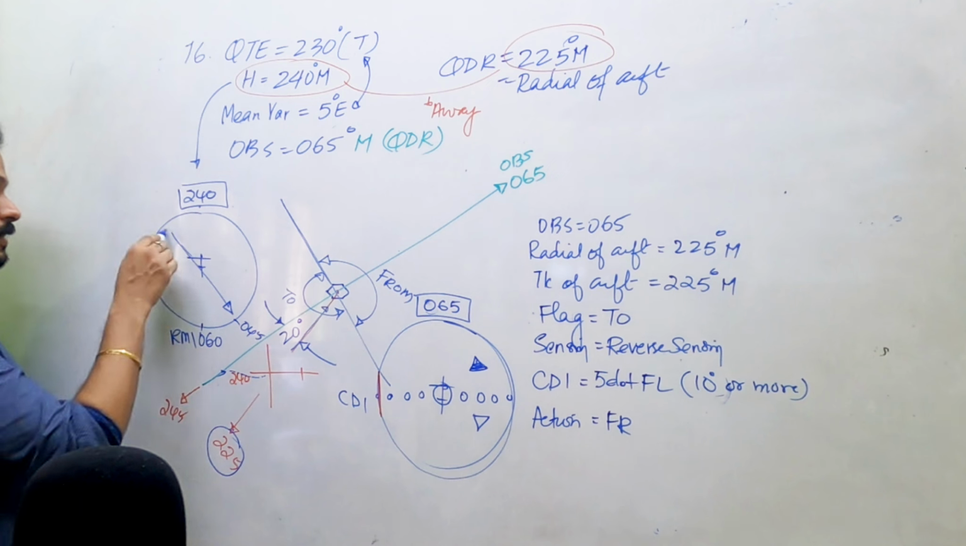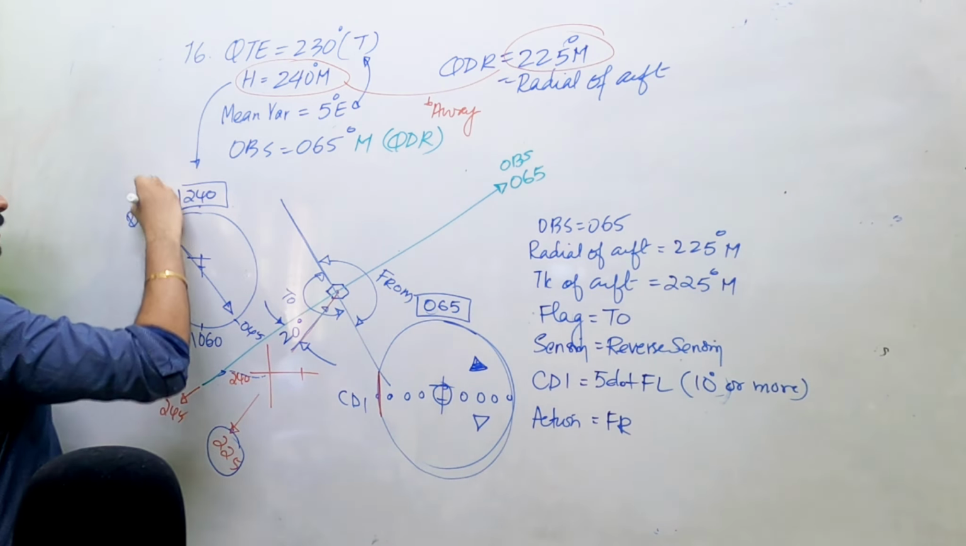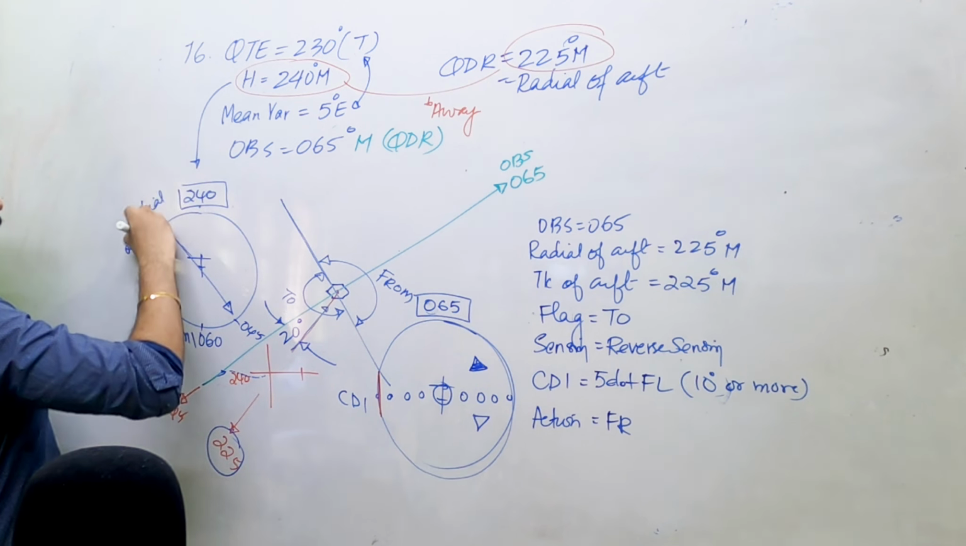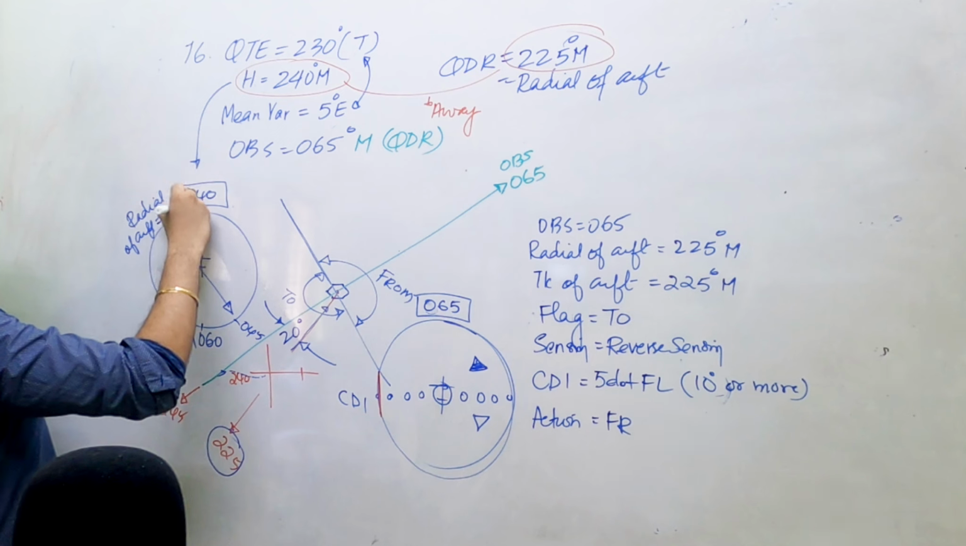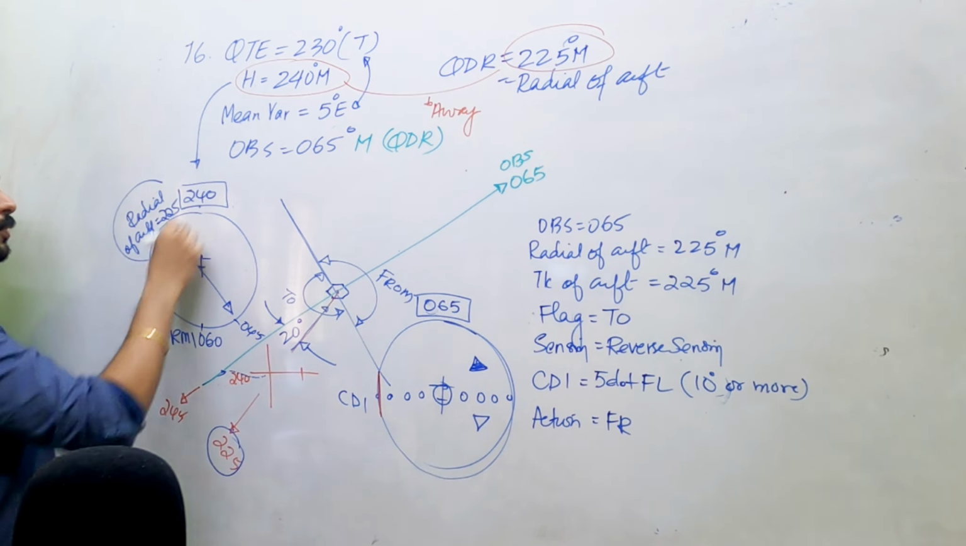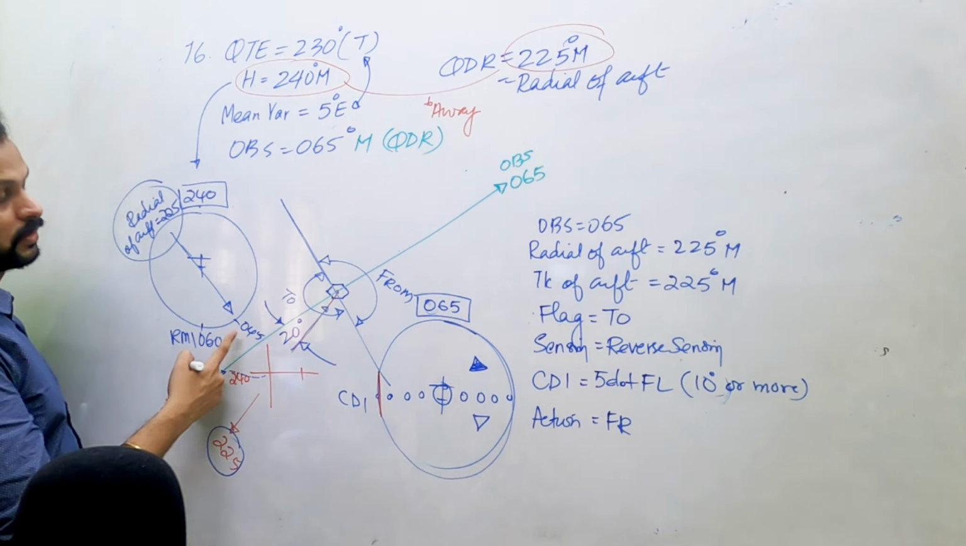What does the tail of the RMI indicate? Radial. Current radial of the aircraft. How much is that? 225. This is the one which is more important to us. We look at the radial in case of VOR, and in NDB we look at the QDM.